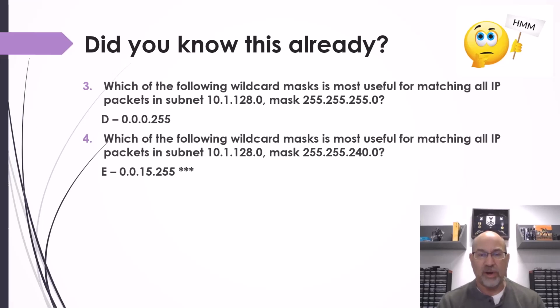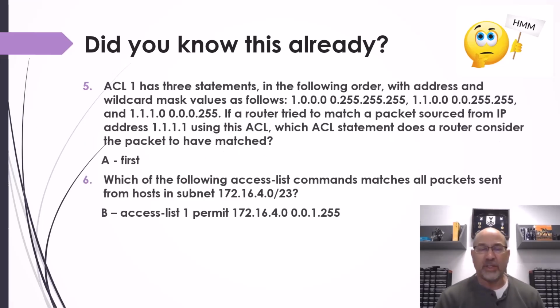Question number 4, which of the following wildcard masks is most useful for matching all IP packets with a subnet of 10.1.128.0 with a mask of 255.255.240.0? Now, I have this one asterisk because if you follow the rules of the chapter, then the answer would be E, 0.0.15.255, but the key in the book says 0.0.0.255.